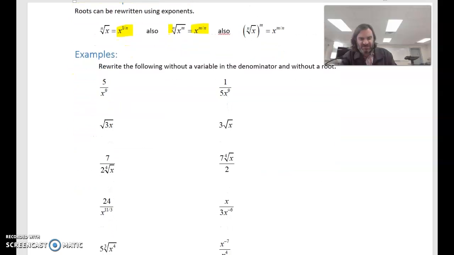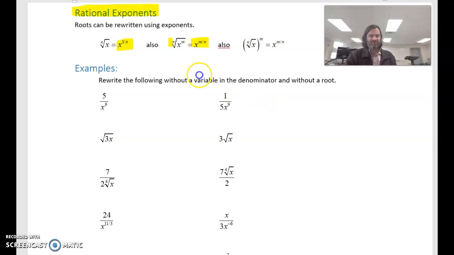So what we're going to do is just a little bit of review from college algebra, and we're going to try and rewrite some statements that have exponents or roots and make them so they don't have denominators with variables in them and don't have a root. So the first one is 5 over x to the 9th.